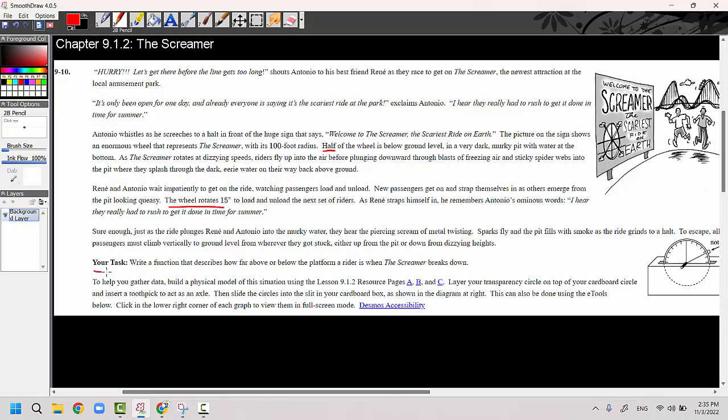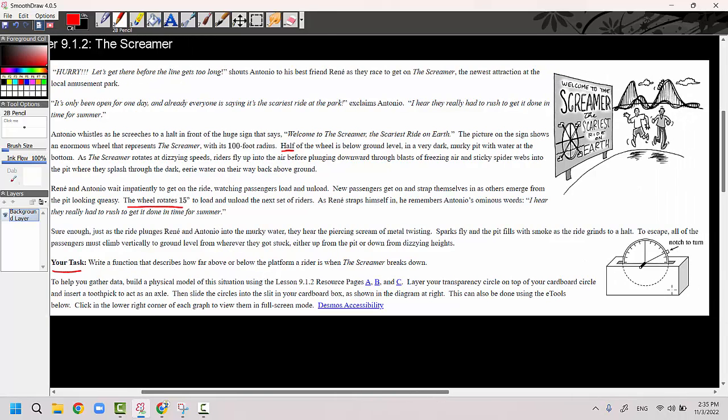It says, your task: write a function that describes how far above or below the platform a rider is when the screamer breaks down. Okay, so in order to do this, before we start graphing, let's go ahead and try to understand the motion of this wheel known as the screamer. It says notch to turn, and I'm going to presume for a second that these people are going to enter the ride from right here. So this ride is going to be cycling counterclockwise in order to get to its destination.